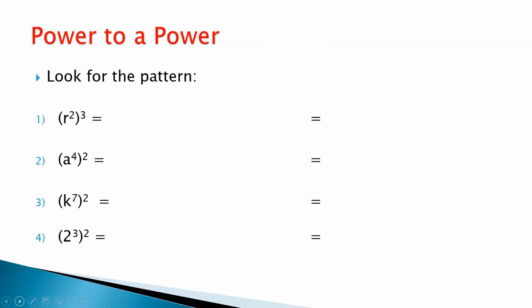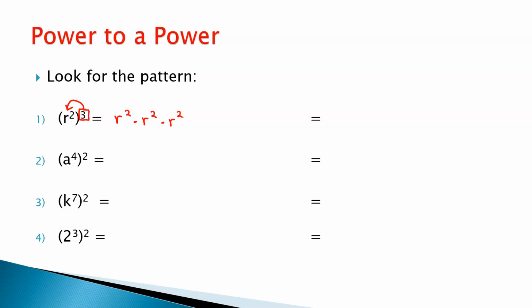All right, the next one, guys, that we have here is called power to a power. Why is it called power to a power? It's because you have an exponent being raised to another exponent. So let's see if you guys can spot the pattern here. This first one here, r to the second, all of that in parentheses to the 3rd power. What does this exponent mean? It means that whatever's on the inside, I have 3 copies of that. What I mean is that I have r to the second times r to the second times r to the second.